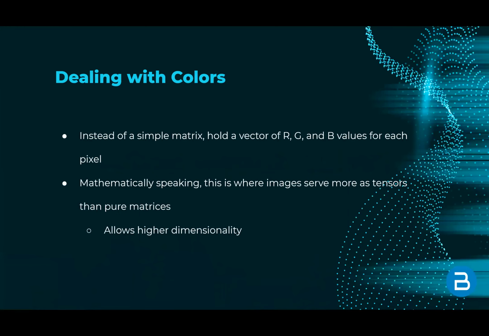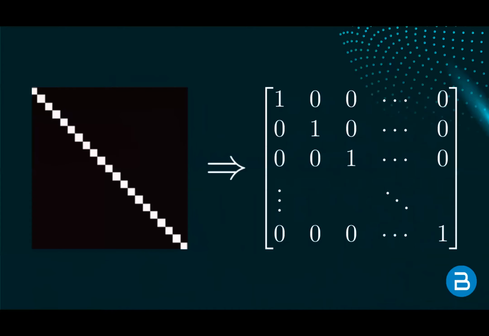So this is where, instead of a simple matrix, you hold a vector of R, G, and B values for each pixel. And this is where the whole idea of using a tensor actually comes in, because a matrix, as you guys know from Math 240, is just scalars in each cell. Well, not necessarily real numbers, but just scalars in each column or each cell.